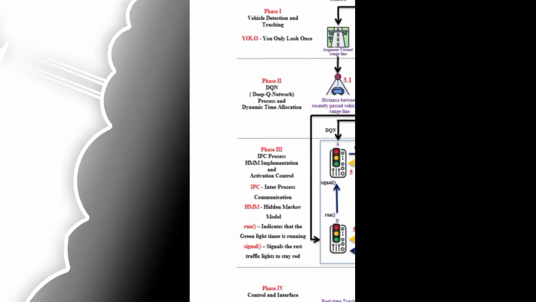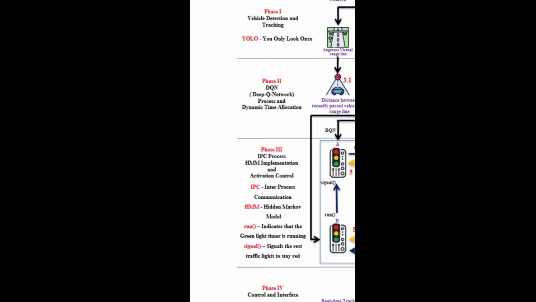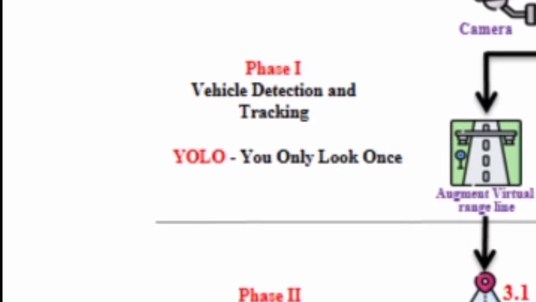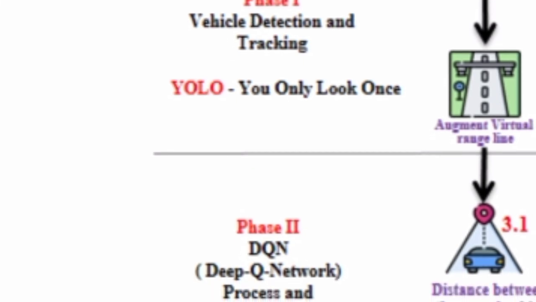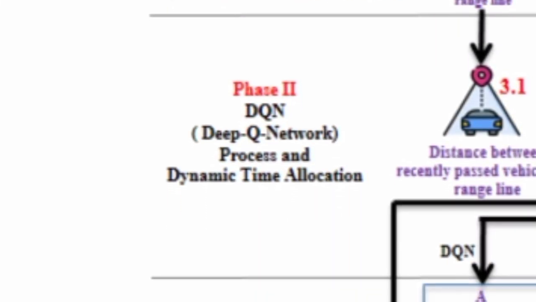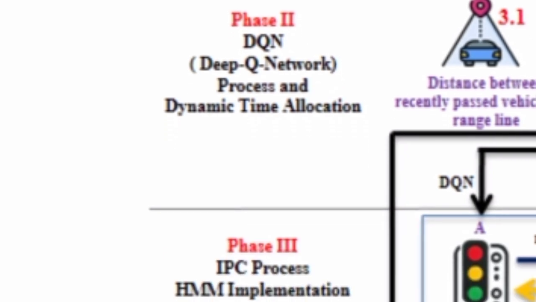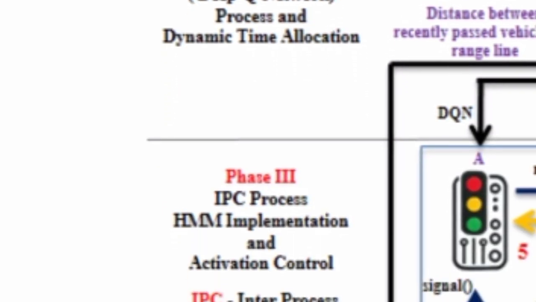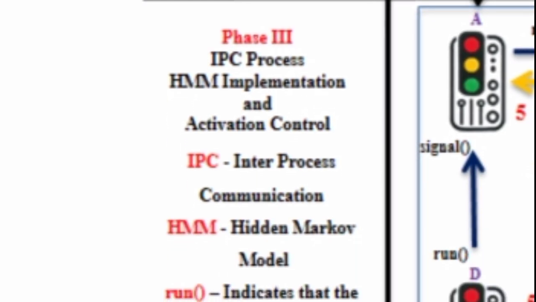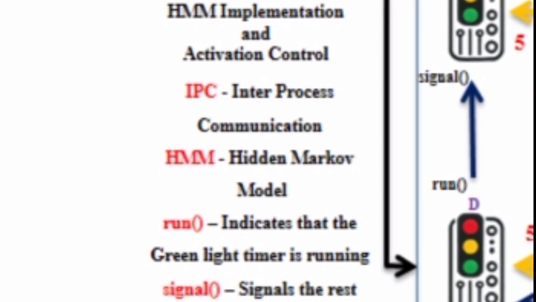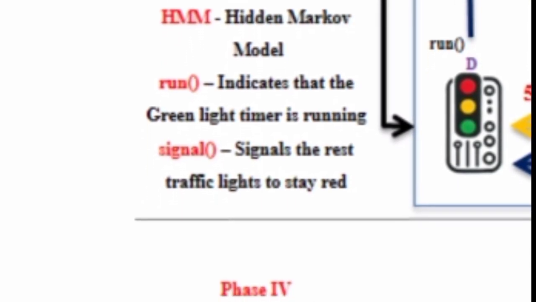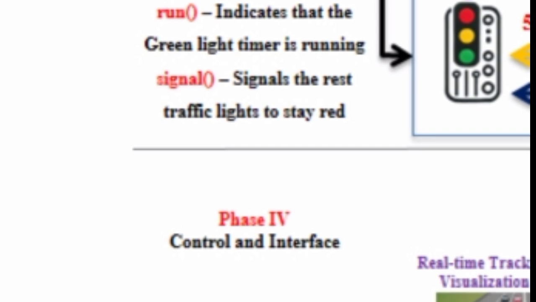Now let's dive into the workflow architecture. We have divided our workflow into 4 phases. Phase 1, vehicle detection and tracking. It is done using YOLO V5. Phase 2, implementation of DQN for dynamic allocation of green light timing. Phase 3, implementation of IPC, inter-process communication, and hidden Markov model. In IPC, we specifically use state transition, runoff and signal off method for traffic light switching. Phase 4, implementation of admin interface and dynamic switching control.